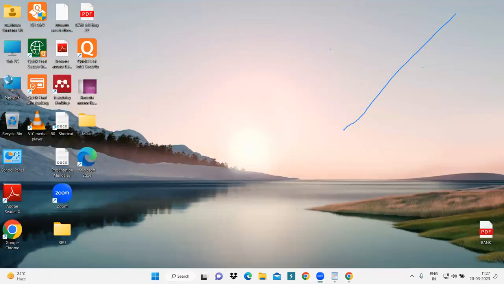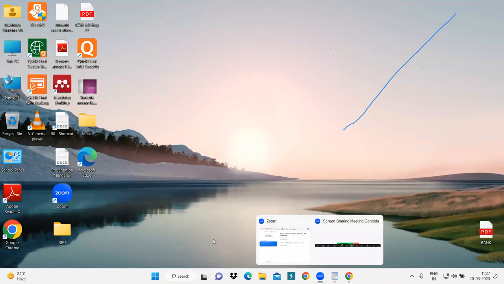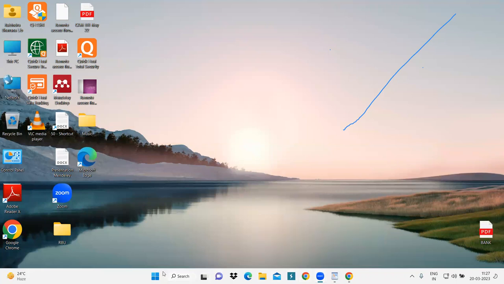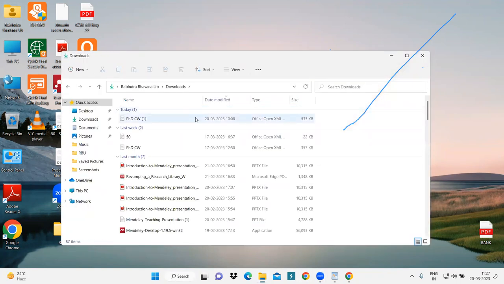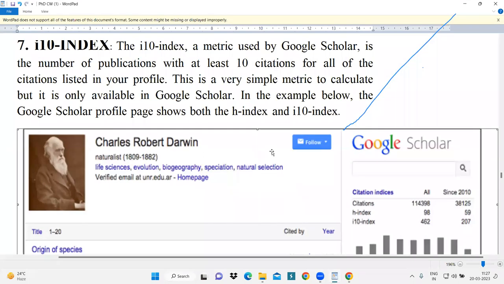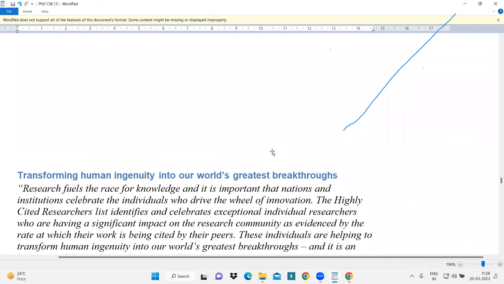So based on this metric, what does Web of Science do? They are preparing the whole world scenario. Whole world scenario means the researchers from the whole world. Who are the top researchers in the whole world? Country-wise, institution-wise. So they prepare this data every year.